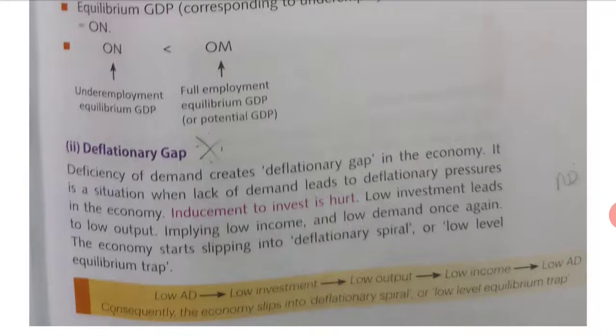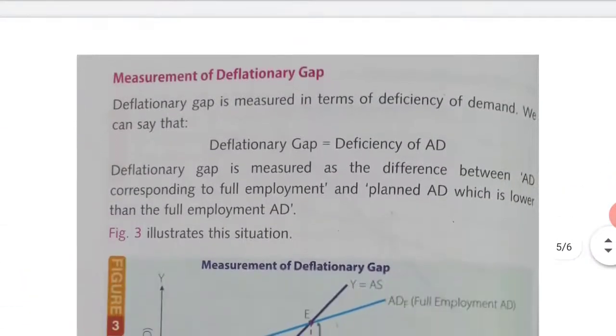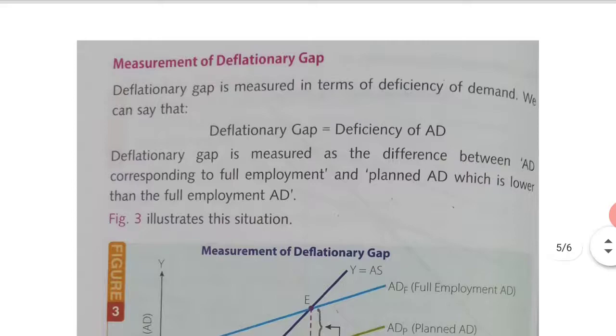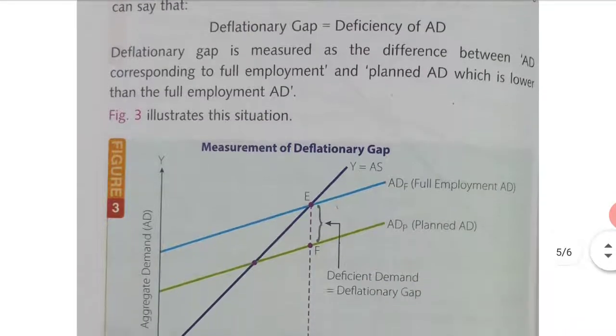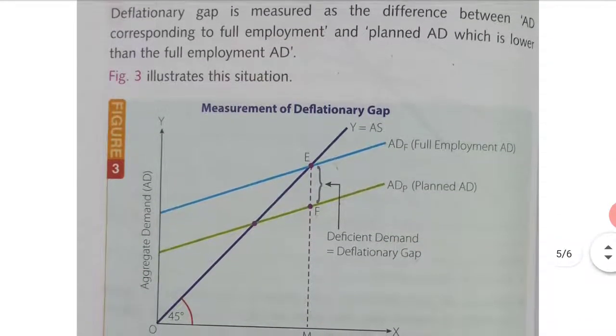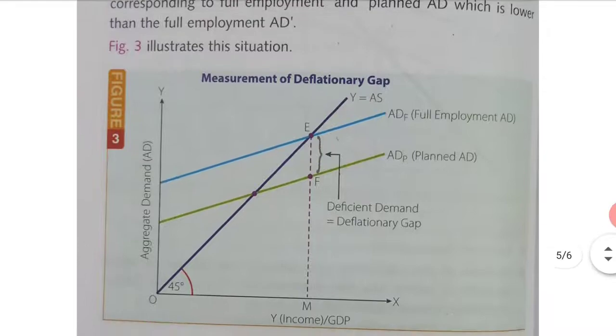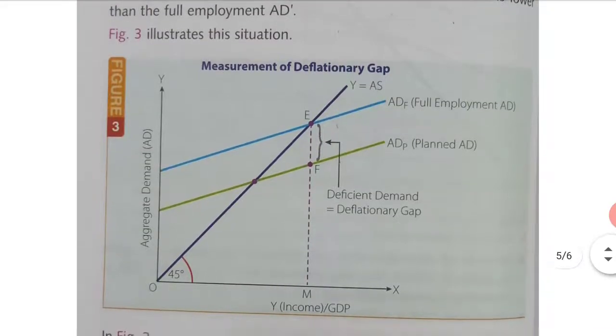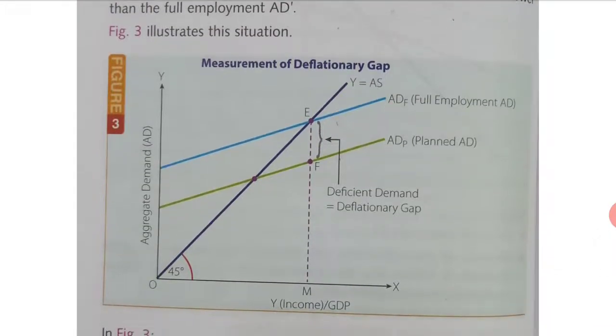Okay, so this is the deflationary gap. You look at the picture now. How to measure the deflationary gap? As I said, deflationary gap and deficiency of aggregate demand both are the same. So the diagram also is the same. The same diagram which you have discussed for deficient demand, we are going to draw here also. So you should remember deficient demand and deflationary gap are one and the same.